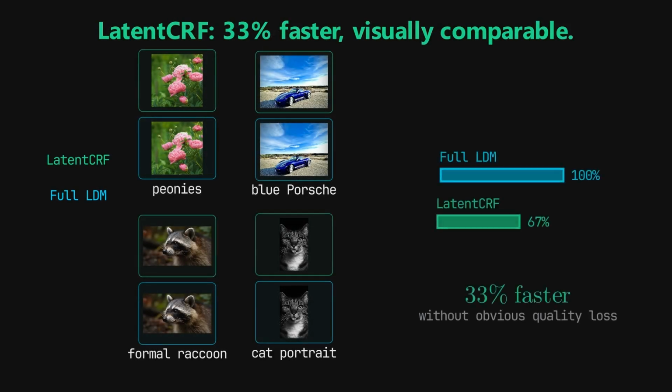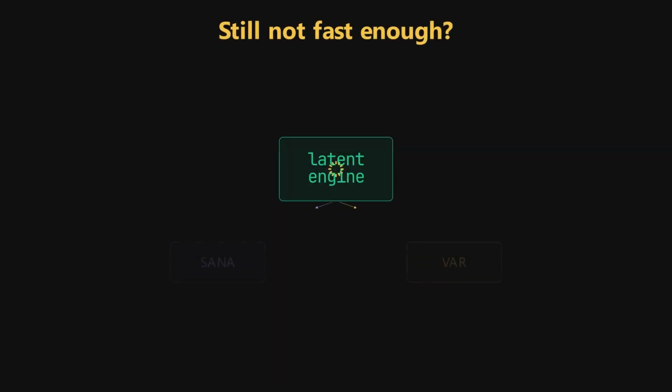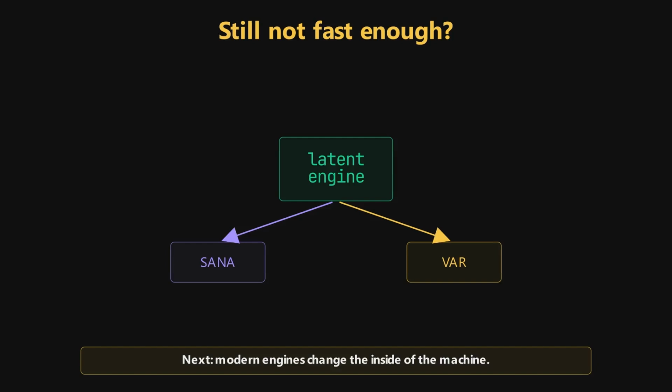So instead of repeatedly applying the U-net for every small correction, latent CRF uses structured inference to make the latent space more consistent. The result shown in the slide is about 33% faster inference compared with full LDM, with visually comparable quality on examples like peonies, a blue Porsche, a formal raccoon, and a cat portrait. The important point is not just the number. It is the pattern. The model is no longer blindly repeating denoising steps. It is exploiting structure. Latent space makes diffusion lighter. Latent CRF gives inference a shortcut.